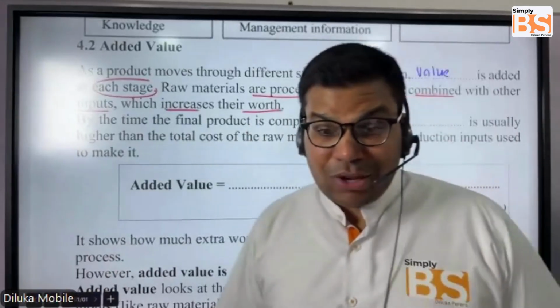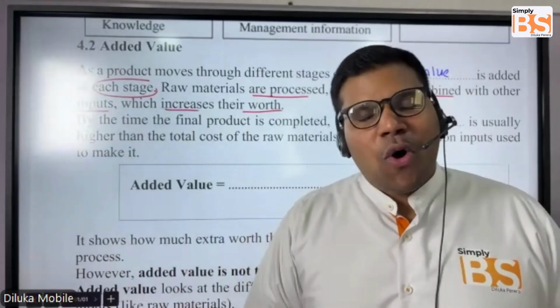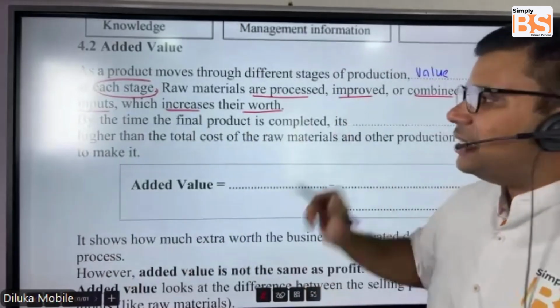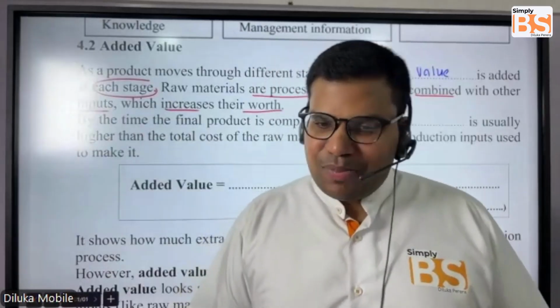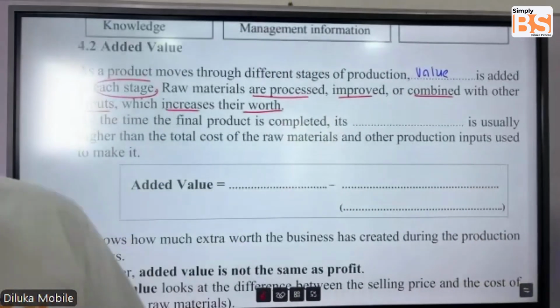There you go. So it's a combination of all the activities, a combination of all the resources that you will be putting in, which will increase the value of your final product. So this is called added value.